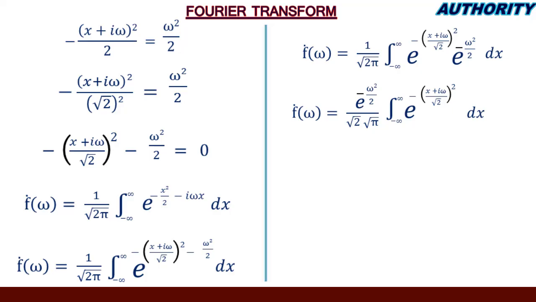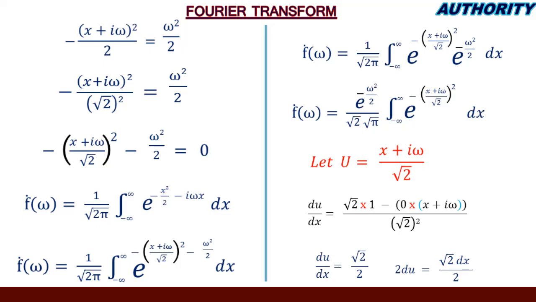Everything inside this bracket in the exponent, let's pick it and call it a letter. Let's call it letter u. We're going to say let u equal to (x plus iω) all over square root of 2. So we differentiate this u with respect to x. Now we apply the quotient rule. Applying the quotient rule, we have du over dx is equal to square root of 2 all over 2.